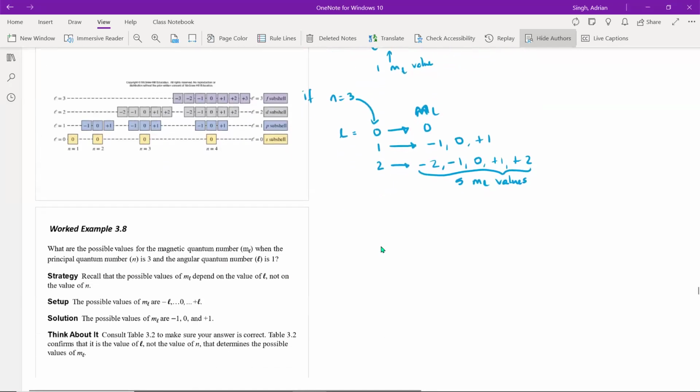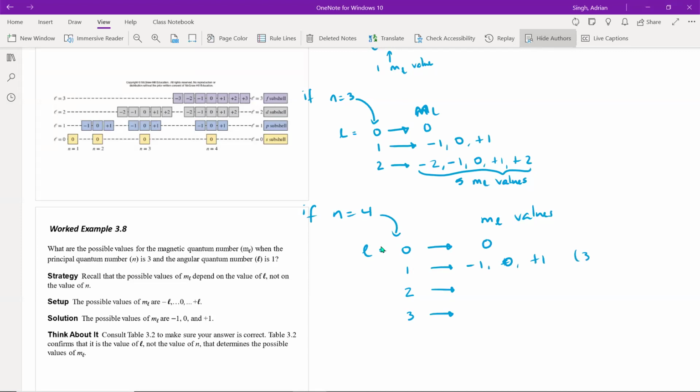And we'll just finish this off here with n equals 4. Then our possible l values could be 0, 1, 2, and 3. And then our m sub l values for each of these are as follows. For l equals 0, we only have 0. For l equals 1, we have -1, 0, and then +1. So we have a total of 3 m sub l values.